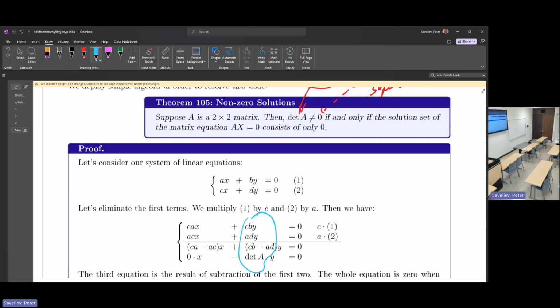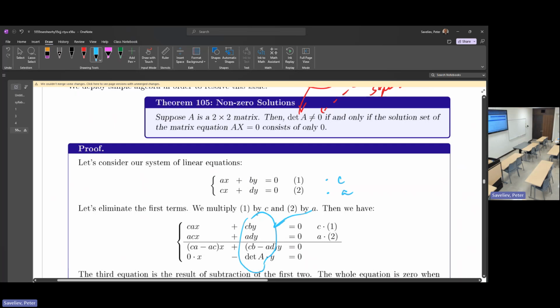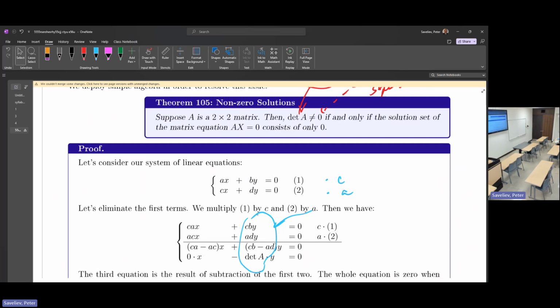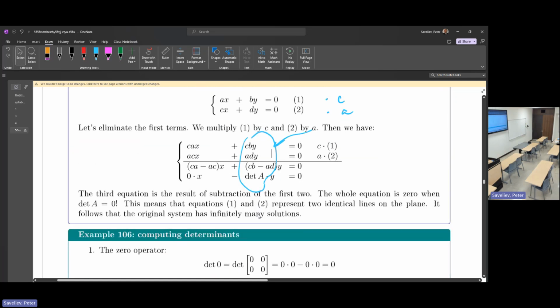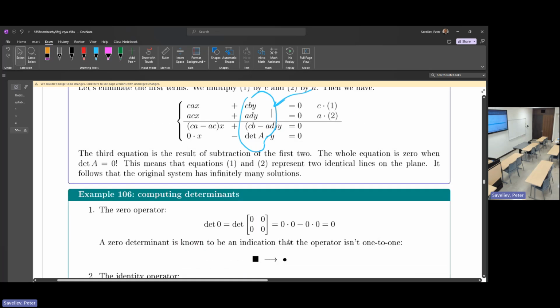I multiply this one by C and this one by A, and then when I carry out the subtraction, what do you know, the determinant emerges automatically. Not so easy in high dimensions, but in dimension 2 it is still recognizable how doing algebra with the two equations automatically produces the determinant. So let's compute a few determinants and see if there is a pattern. The zero operator has determinant equal to 0, an indication that the operator is not one-to-one.